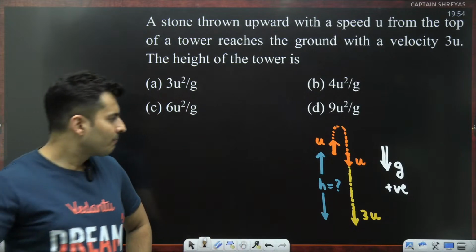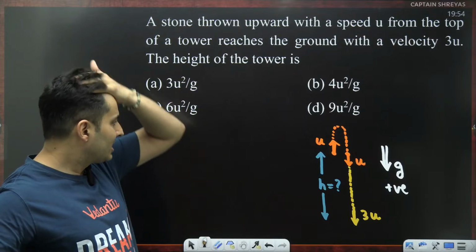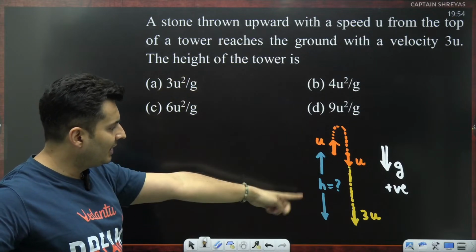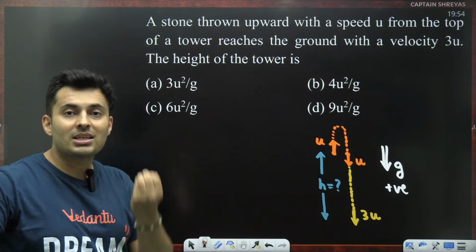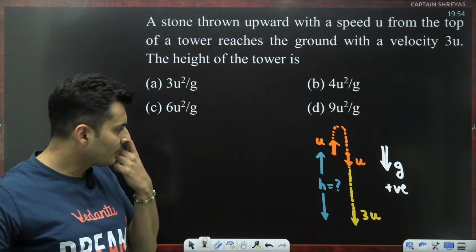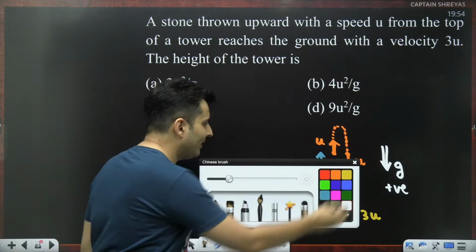So now think. Time is not given, not asked. Initial and final speed are given, displacement is asked. So which is the most suitable equation? The one which does not have time. That's the third kinematic equation. So why not use that?